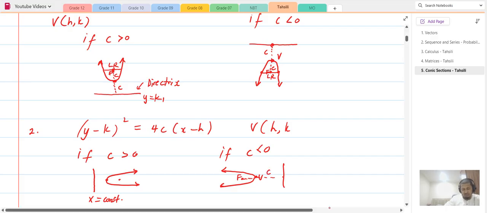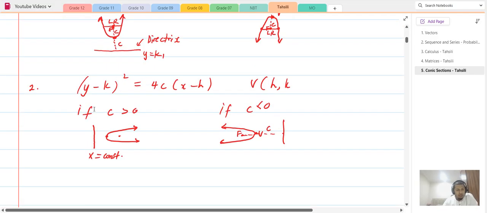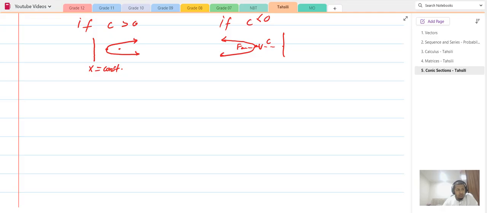Now let us get straight into problem solving, and we will solve about 10 problems on parabola. So let's look at the types of questions that we have here.